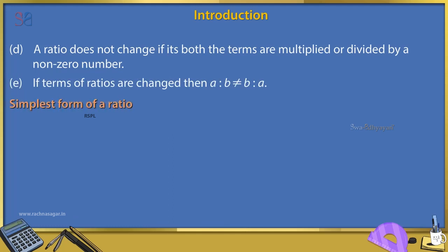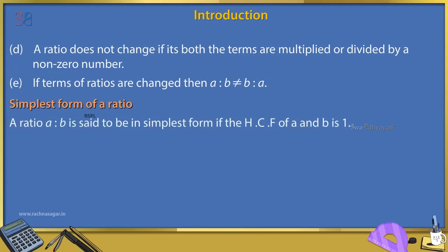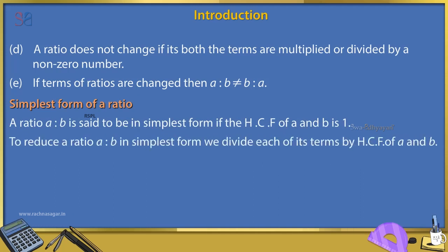Simplest form of a ratio. A ratio A is to B is said to be in simplest form if the HCF of A and B is 1. To reduce a ratio A is to B to its simplest form, we divide each of its terms by the HCF of A and B.